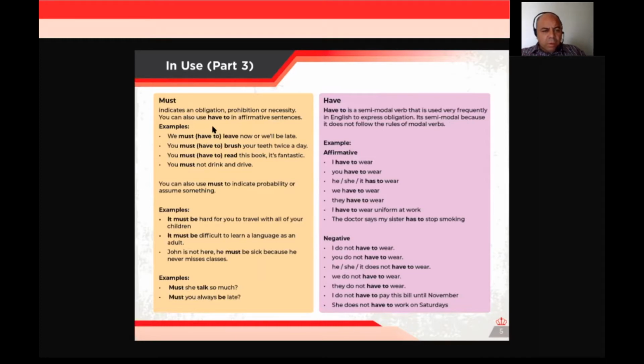We must leave now or we'll be late. We must brush our teeth twice a day. You must read this book. It's fantastic. You must not drink and drive.